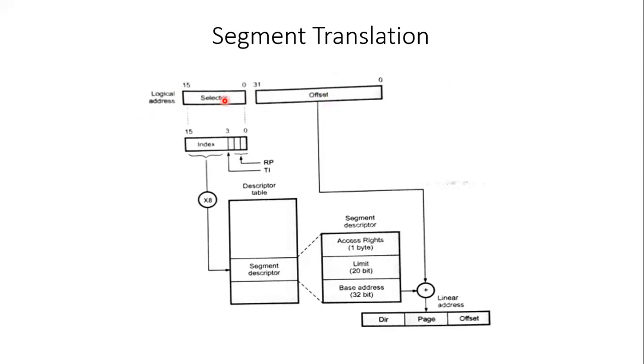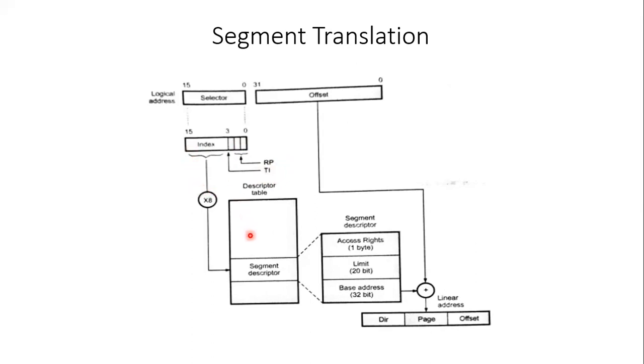Then after that we will come to a 16-bit field called the index. We have an index part over here, out of which bits 0, 1, 2, and 3 are nothing but associated with the RPL, that is, the requester's privilege level. So there are 4 privilege levels, 0, 1, 2, and 3, from 0 to 3. Then this TI is nothing but your table indicator.